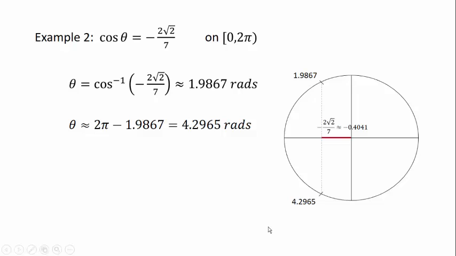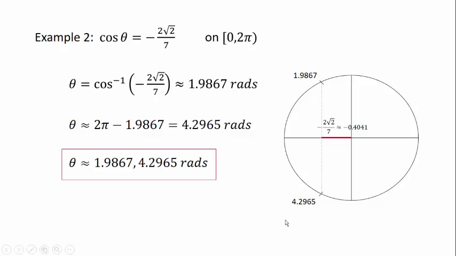So it looks like I have 2 answers for this one in the second and third quadrants. One that the calculator gave me, and one that I calculated by taking 2 pi minus that angle in the second quadrant, both in radians.